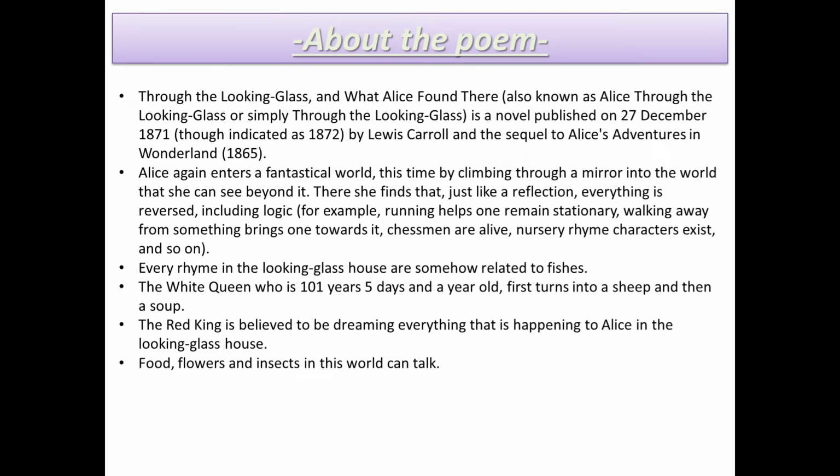Now let's talk about the book. Through the Looking Glass and What Alice Found There, also known as Alice Through the Looking Glass or simply Through the Looking Glass, is a novel published on 27th December 1871 by Lewis Carroll and the sequel of Alice's Adventures in Wonderland, written in 1865. In this novel, Alice again enters a fantastical world, this time by climbing through a mirror into the world that she can see beyond it. There she finds that, just like a reflection, everything is reversed, including logic. For example, running helps one remain stationary. Walking away from something brings one towards it. Gentlemen are alive, nursery rhyme characters exist, and so on.